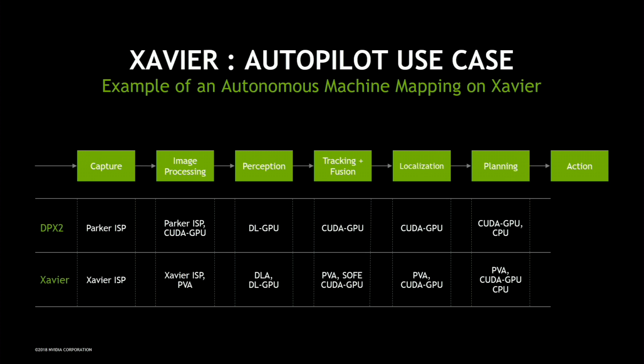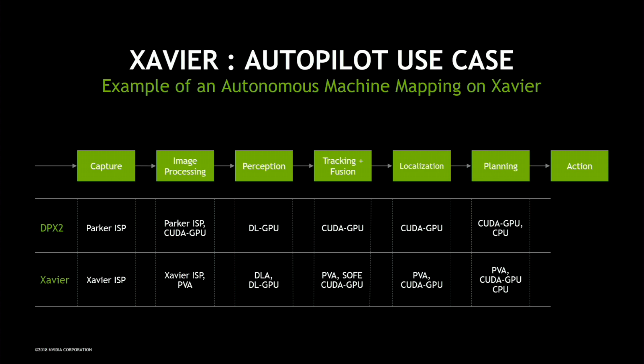And so if you look, most of the things map to the GPU. We have both the internal GPU and the external Pascal GPU. So that was Parker. So now I look at Xavier, right? When we look at capture, meaning the camera coming in, and I map that to the hardware, we get the Xavier ISP. Same as the Parker ISP, improved with HDR, but the same mapping.